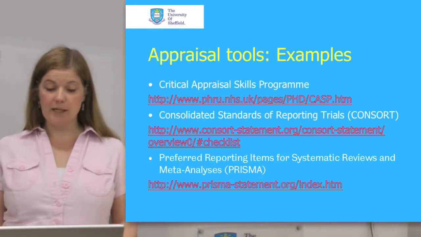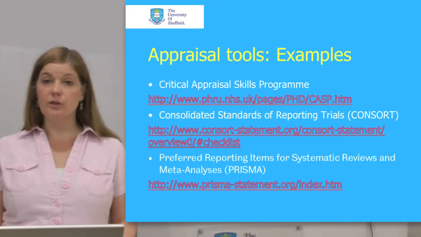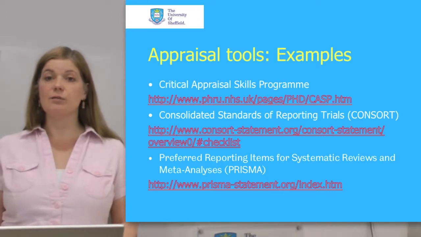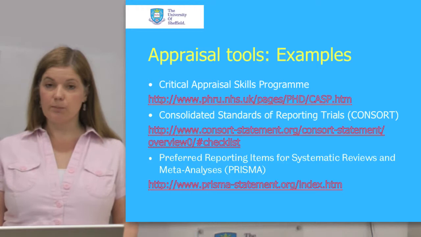And then the last one here, the Preferred Reporting Items for Systematic Reviews and Meta-Analysis, PRISMA, is again something that you can use when you're looking at systematic reviews or meta-analysis to see whether the research article that you're reading has followed the key steps within this PRISMA statement. So these are all kind of generic appraisal tools that you could use when appraising research.